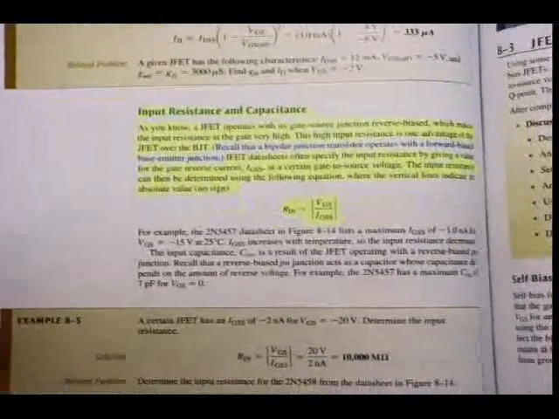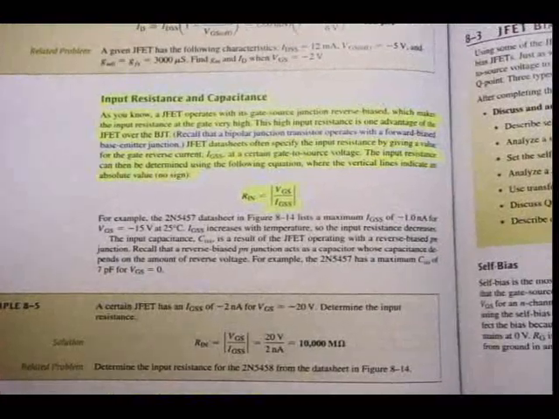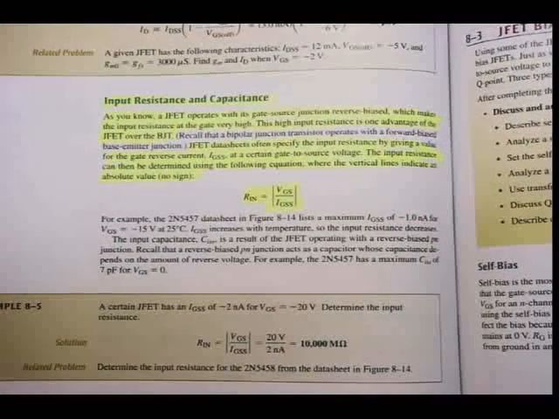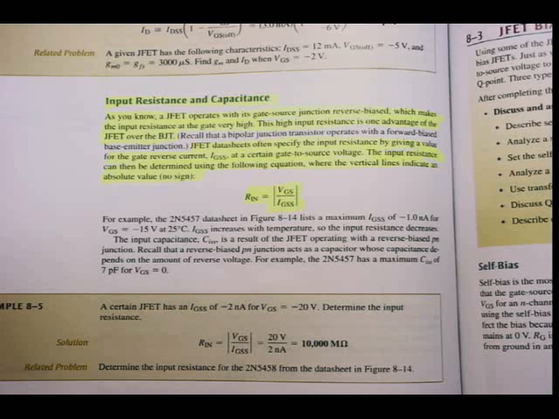Alright, the input resistance and capacitance. As you know, a JFET operates with its gate to source junction reverse biased, which makes the input resistance at the gate very high. The high input resistance is one advantage of the JFET over the BJT. Important.